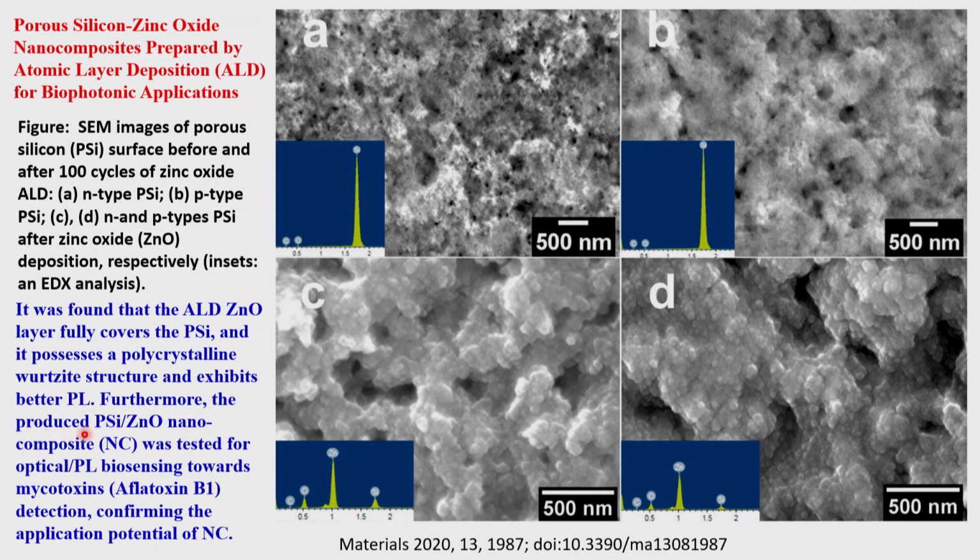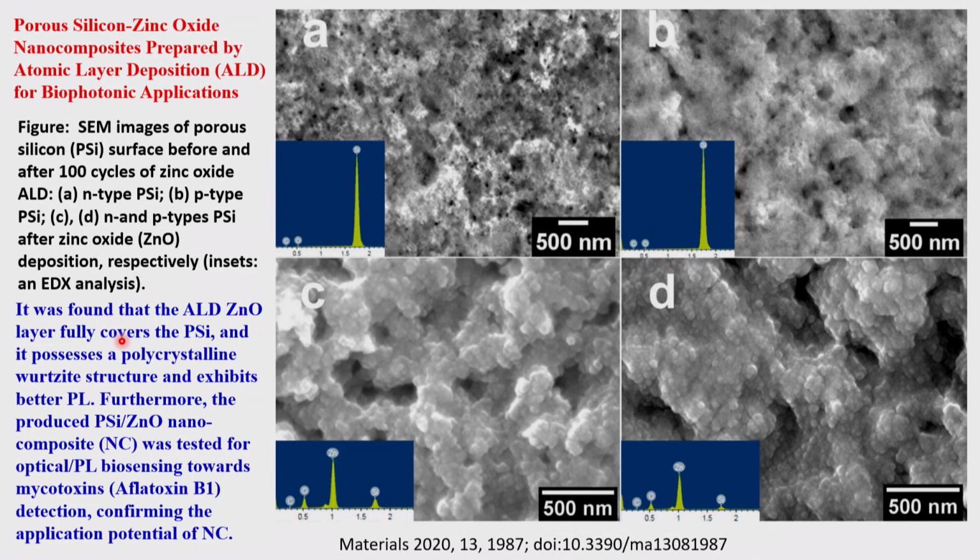The produced porous silica zinc oxide nanocomposite was tested for sensing purposes. The sensing is done towards the mycotoxins, so aflatoxin B1 detection, confirming the application potential. So by doing this, you can have photocatalytic activities, as well as detection and sensing activities, particularly for biomolecular systems, the mycotoxins. These kinds of toxins can be detected by using the corresponding zinc oxide layered composite of the porous silica.